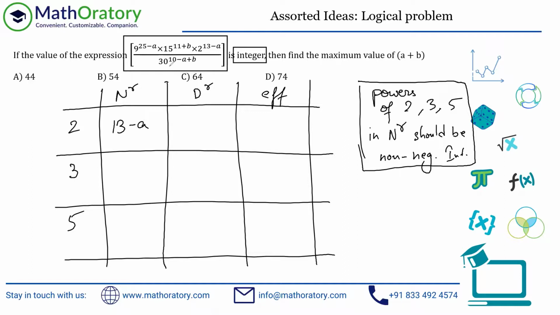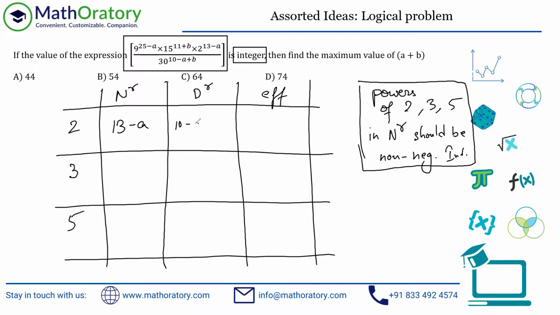Now, as I explained earlier, 30 is basically 2 into 3 into 5. So any power of 30 will be equally distributed among 2, 3, and 5, right? If I have 5 powers of 30, that will be 5 powers of 2, 5 powers of 3, and 5 powers of 5. Whatever the powers of 30 are, that will be equally distributed among 2, 3, 5. And we already know the power of 30 is this 10 minus a plus b.